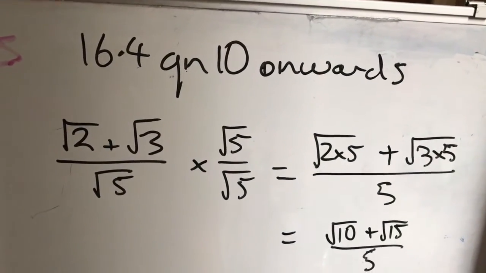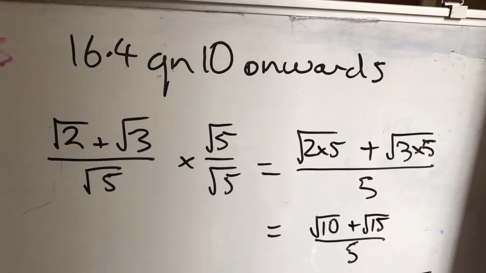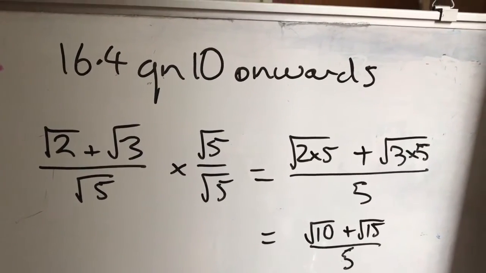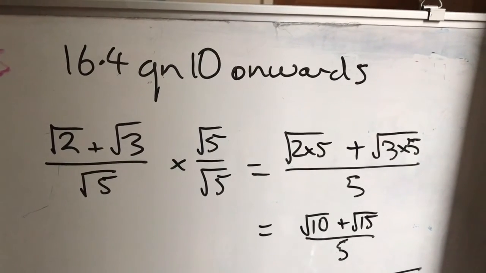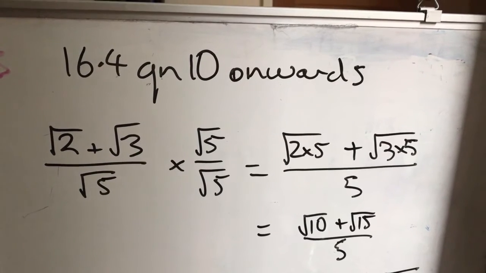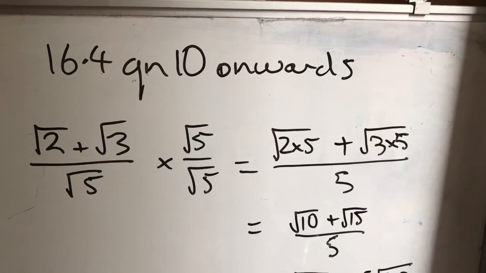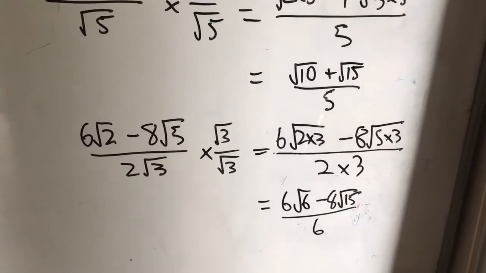Sometimes you have more than one term in the top, but it's the same process. To rationalise a denominator, I multiply any surds in the denominator by themselves, which squares them and gets rid of the root. And up the top, numbers just get multiplied by that same root. And one more example.